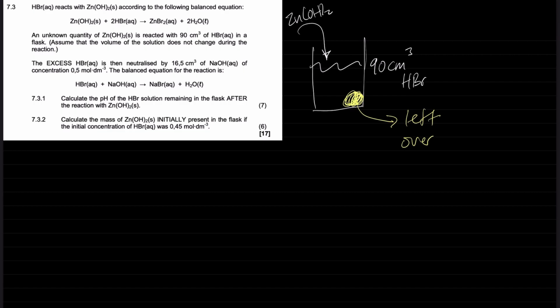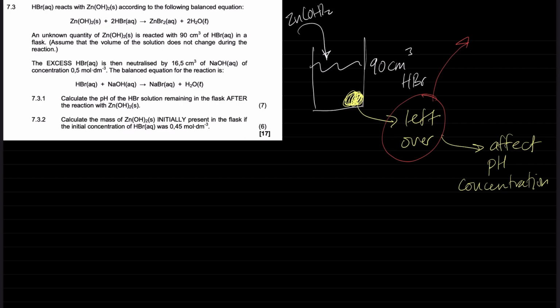right? Now, this leftover is going to affect the pH, right? And it's going to have some concentration, right? But then what they've done is, with the leftover, they reacted it with NaOH. And so if we want to work out the pH, we need to work backward to figure out how much was left over, then convert that to a concentration, and then calculate the pH.